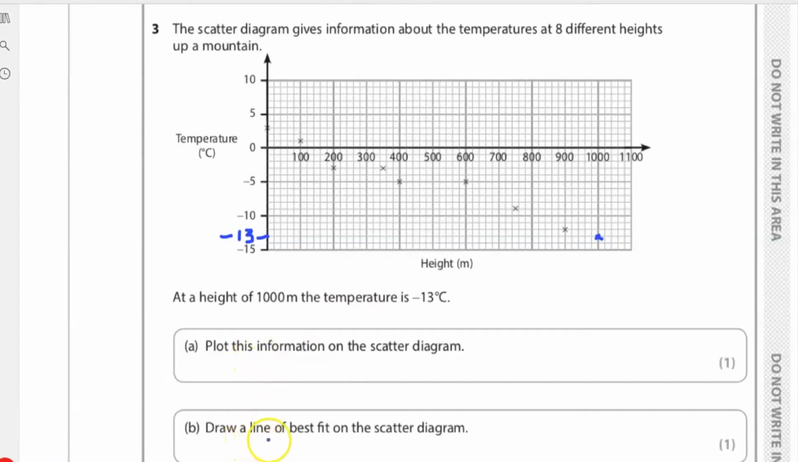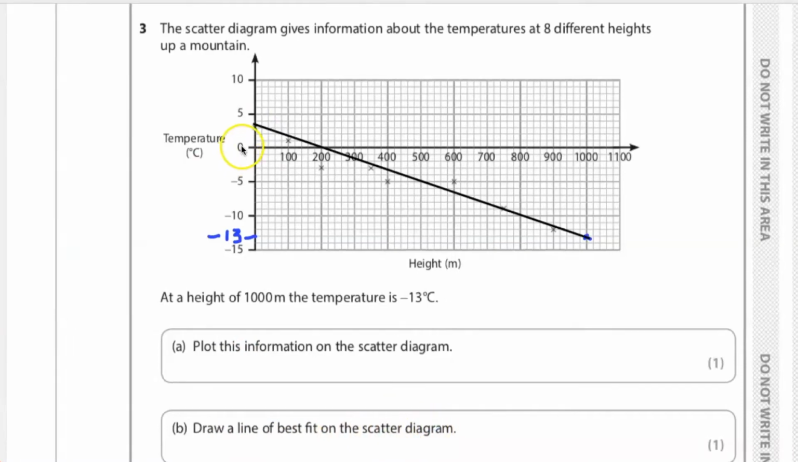1B. Draw a line of best fit on the scatter diagram. I've drawn my line of best fit from the first point straight down to the last point. Yours might be different from mine. You could draw from here straight down here, but you just need to make sure that the points are very close to your line of best fit.